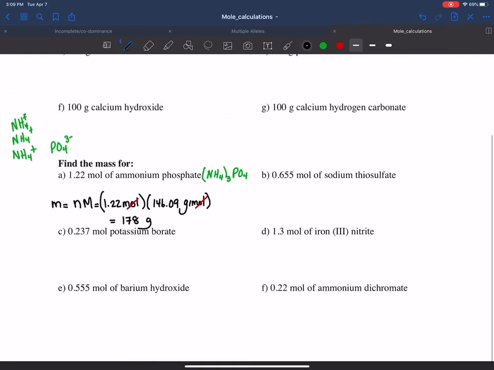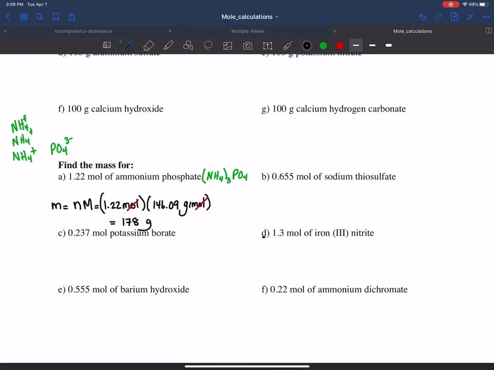And then the other one I wanted to show you was this one right here, D, because it has only 2 significant digits that we're dealing with. So we have, again, iron 3 nitrite, so I need iron. Nitrite is NO2. I need 3 of those. So again the formula is mass is number of moles times molar mass. So 1.3 times the molar mass of iron. I have 1 iron, 3 nitrogens, and then 3 times 2, I have 6 oxygens that I have to add up together. So here the answer I'm going to get is 252 grams.